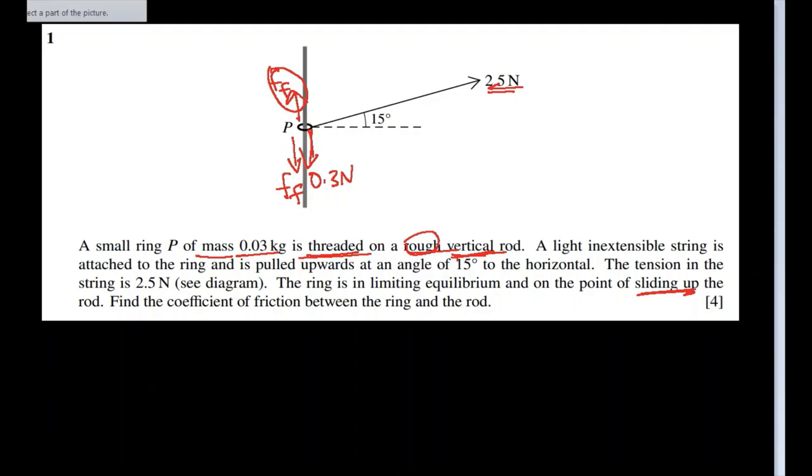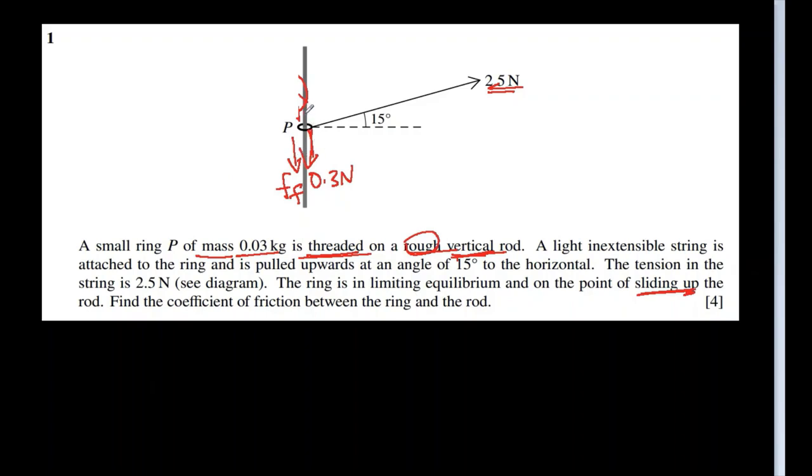So let me erase the upwards frictional force so that it does not confuse us. All right, back to our question. Find the coefficient of friction between the ring and the rod. So I hope you're aware now. So there are two forces which are downwards. Then what is the force upwards?